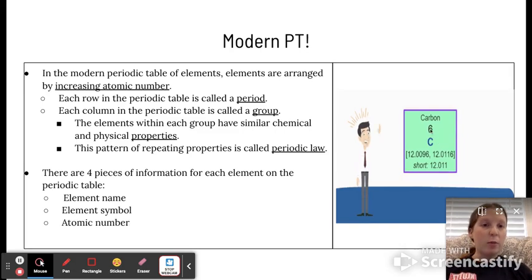You get the atomic number, which should be at the top of the box on your periodic table. And then you get the average atomic mass, which will be this decimal value at the very bottom. So it is on the bottom of your periodic table as well.